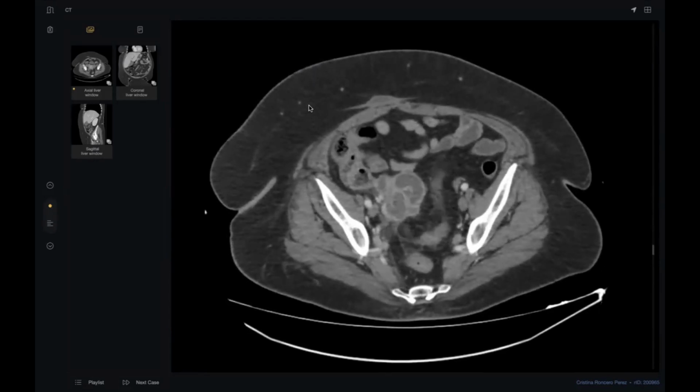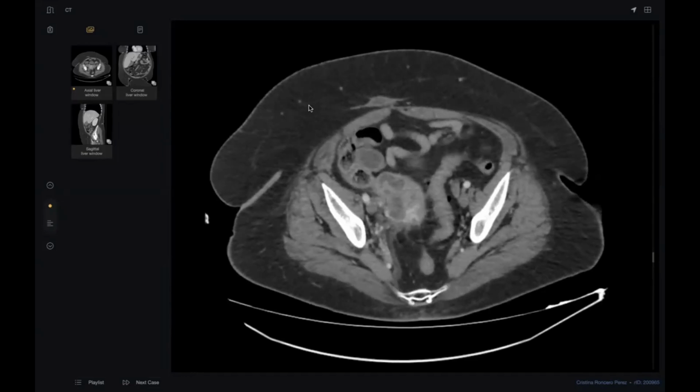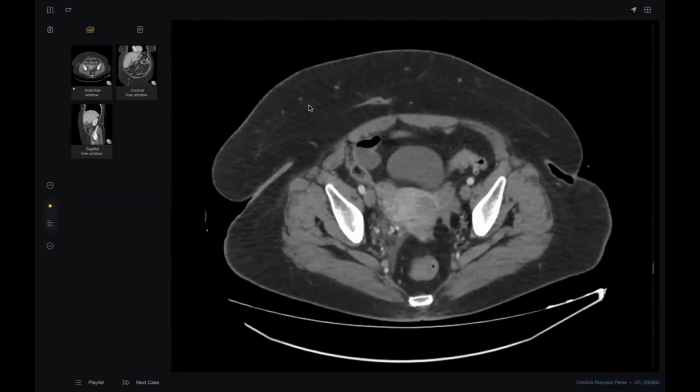Okay, I can see that there is fat stranding seen within the right pelvis, with this soft tissue lesion. I'm not really sure. Could you, doctor, please scroll more upward?